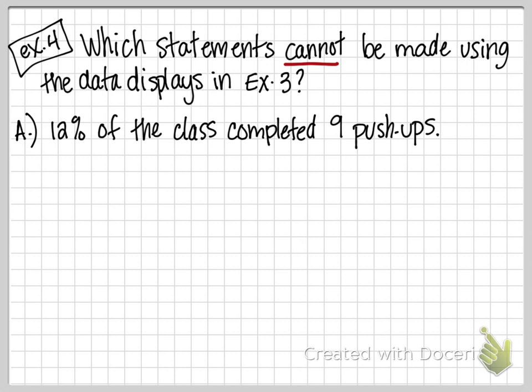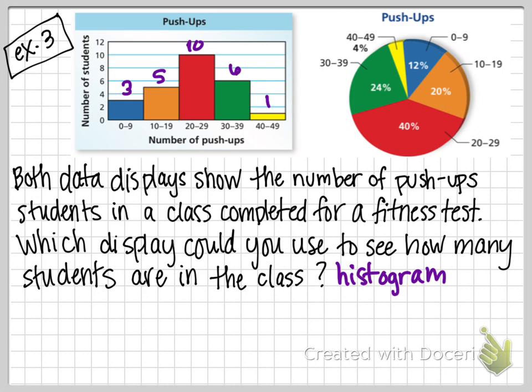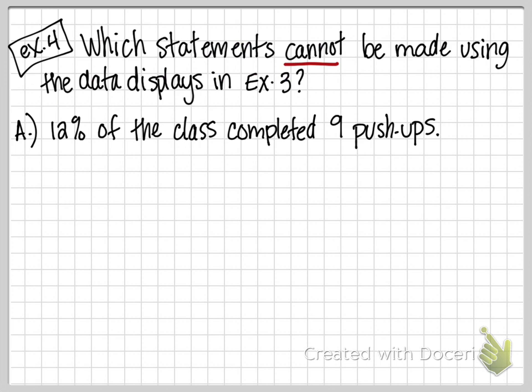Letter A. Can we say that 12% of the class completed 9 push-ups? Let's look back. 12% of the class completed 9 push-ups. What do you think? You can't say that. Why not? It's 0 to 9. Very good. Okay, this is important. It didn't ask us how many kids completed 0 to 9. It said how many kids completed exactly 9. Is there any way to see how many completed exactly 9? No. So we cannot say that based on either of these. We know that 12% completed 0 to 9, but we don't know how many completed exactly 9.